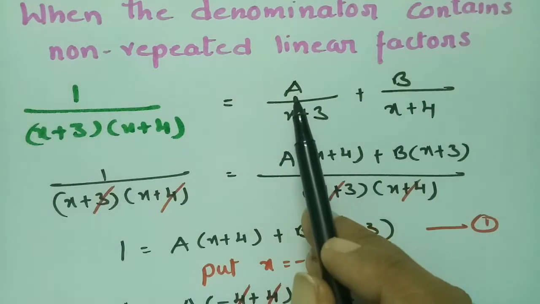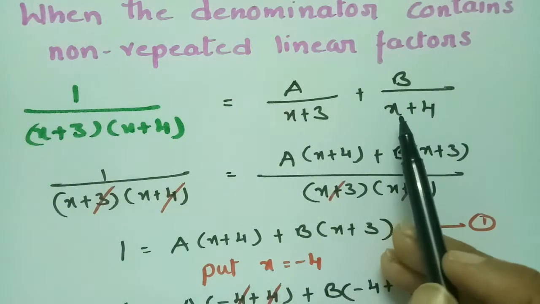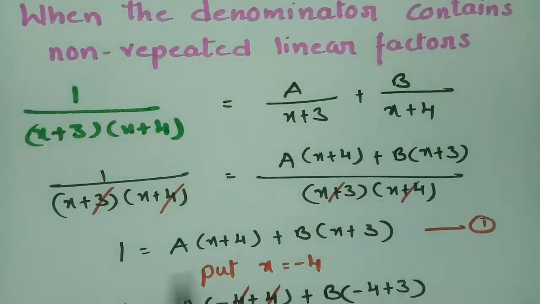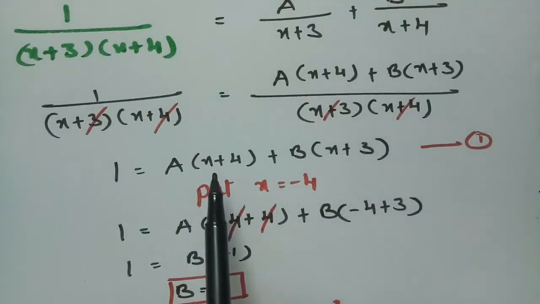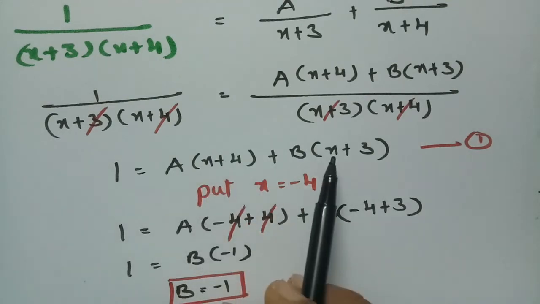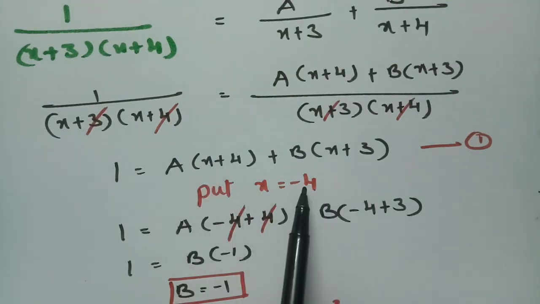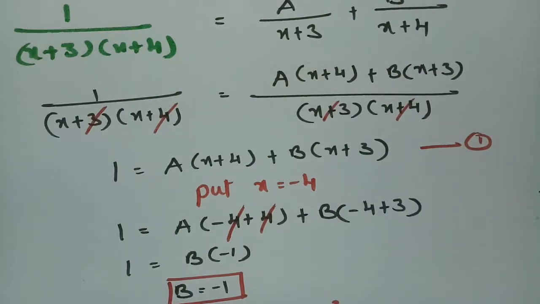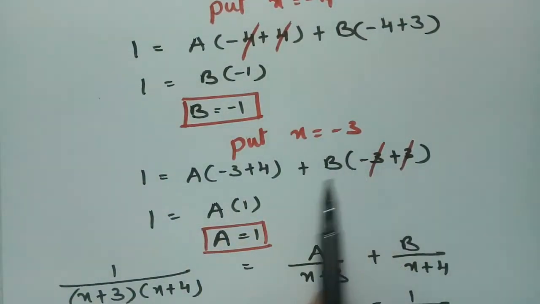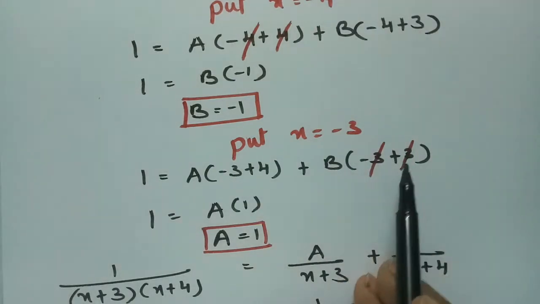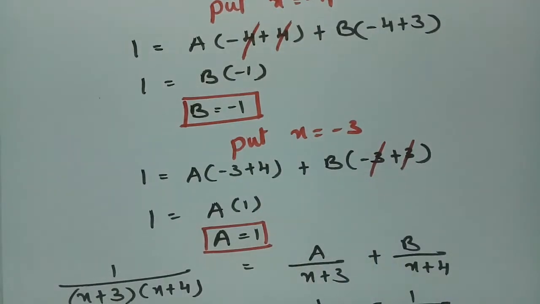I have to resolve it as a by (x plus 3) plus b by (x plus 4), and after taking LCM I get this equation. In this equation, in order to make a 0, I put x is equal to minus 4, so that I get the b value as minus 1. If I put x is equal to minus 3 in equation 1 and cancel, I get the a value. After substitution, that will be the solution.